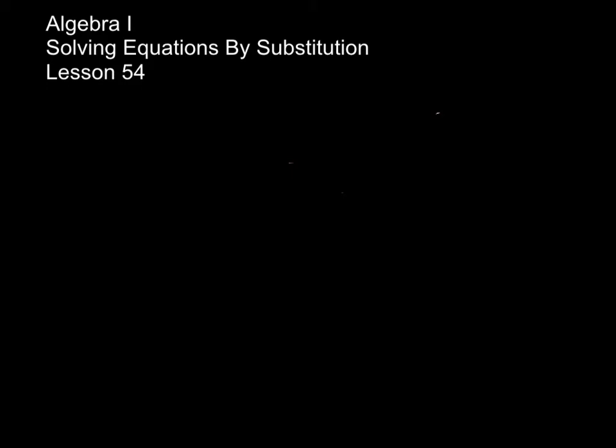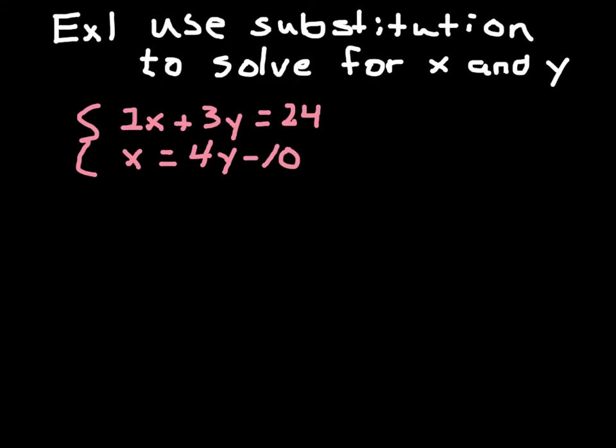The problem is, though, when we get to something like this: if I had, say, x plus 2y equals negative 10, and I asked you to solve it for x and y, well, we need to know a little bit more information. And this is where solving equations by substitution comes into play, so that we can solve an equation for both variables. So let's take a look at example 1. It says use substitution to solve for x and y.